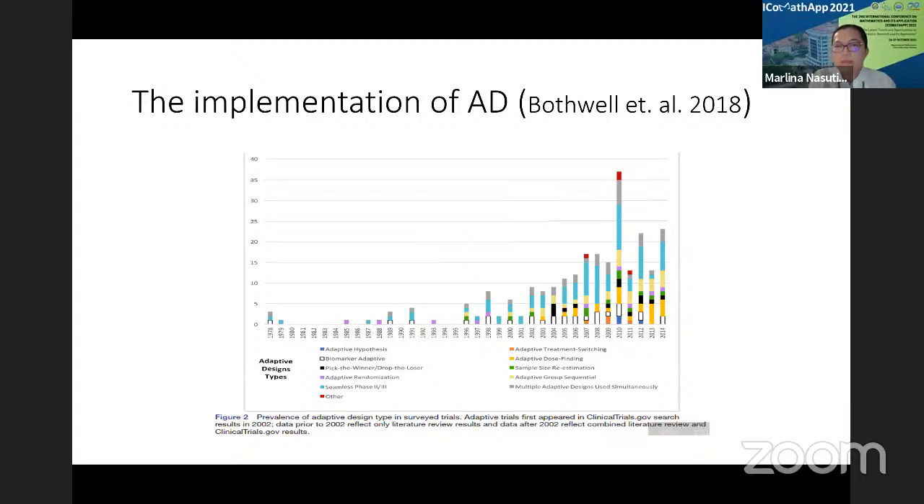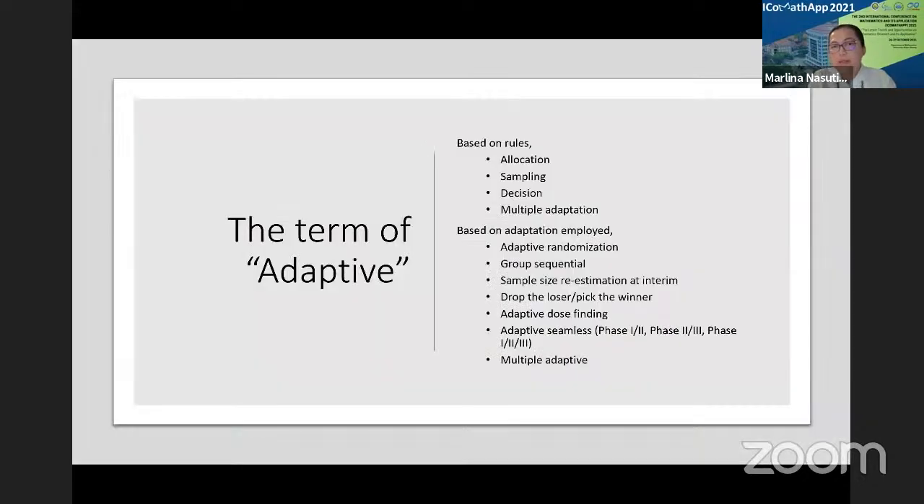So having said that, again, I summarize this: the term adaptive can mean so many things. Basically, it can be in terms of the form of randomization, adaptive randomization, so it's not equally likely here, but depends on certain things; group sequential, sample size estimation, and so on and so forth. So I just want to give you a flavor of the broad term of adaptive here.